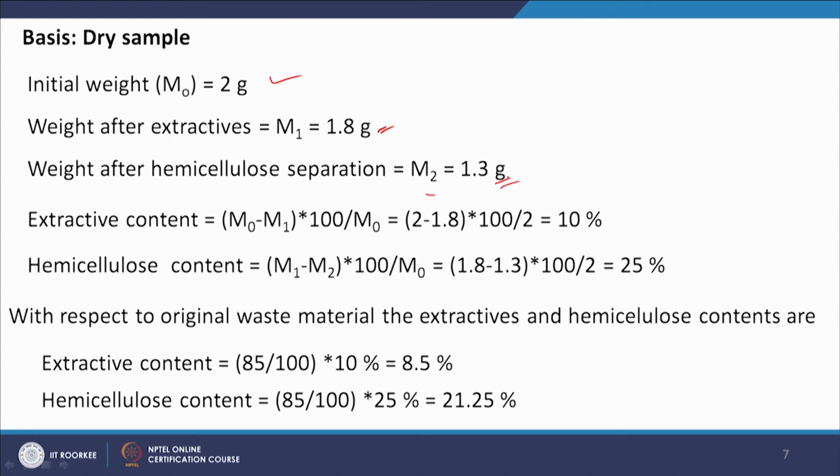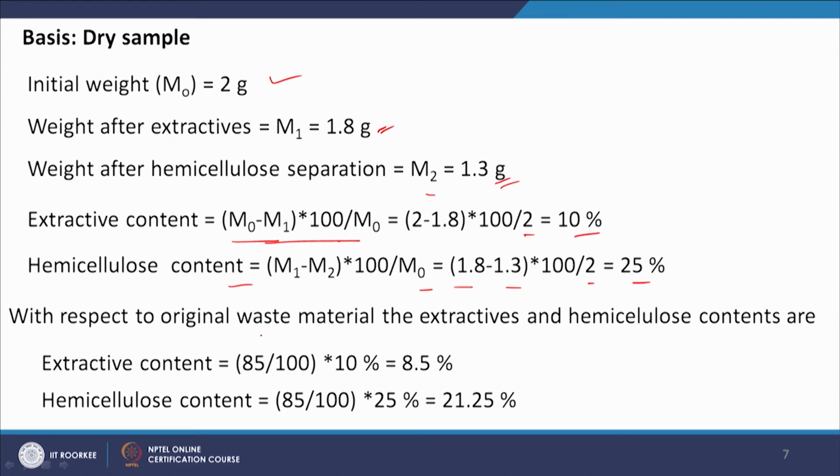Extractive content we are getting (M0 minus M1) by M0 into 100. So, this formula we have discussed in the previous class. So, here we are getting (2 minus 1.8) into 100 divided by 2, 10%, and hemicellulose content (M1 minus M2) into 100 divided by M0. So, (1.8 minus 1.3) into 100 divided by 2, so 25%.